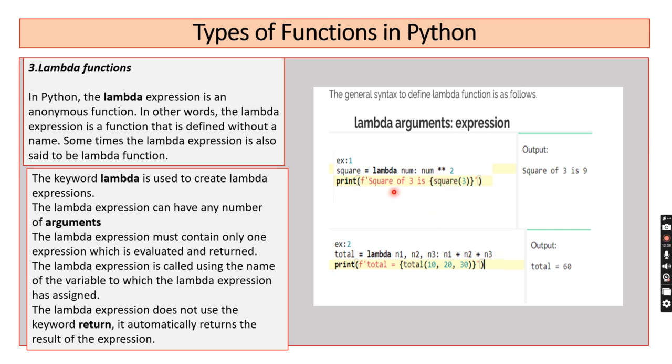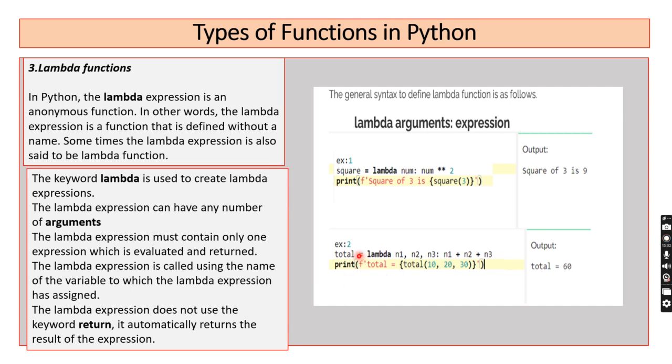Then print square of 3. In the square argument we are passing 3 as the argument. Argument 3 means here num is equal to 3. 3 double asterisk 2 means 3 square. 3 square means we are getting 9. Square of 3 is 9.